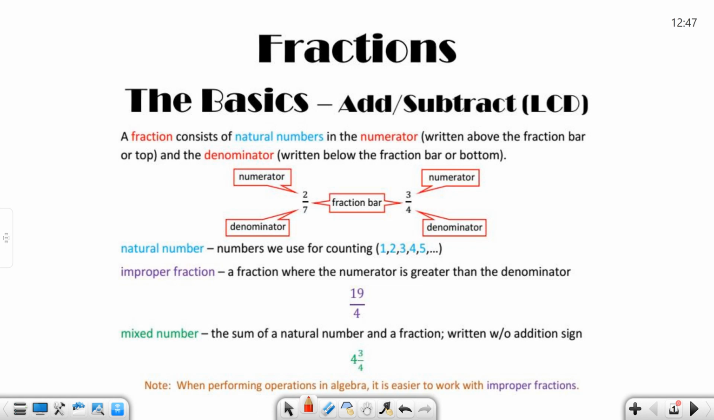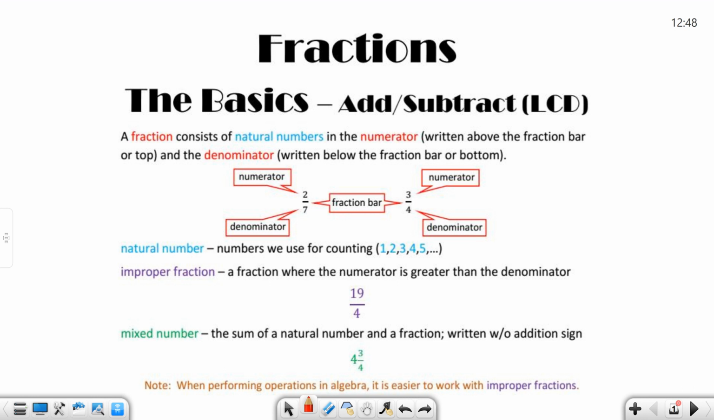Fractions, the basics: add or subtract, which may or may not require an LCD, or least common denominator. All right? So let's review. A fraction consists of natural numbers. The numerator is written above the fraction bar at the top. The denominator is written below, or the bottom. So you have your fraction bar here, and the top, the 2 and the 3, are numerators, the 7 and the 4 are denominators in our two fractions, 2/7 and 3/4.